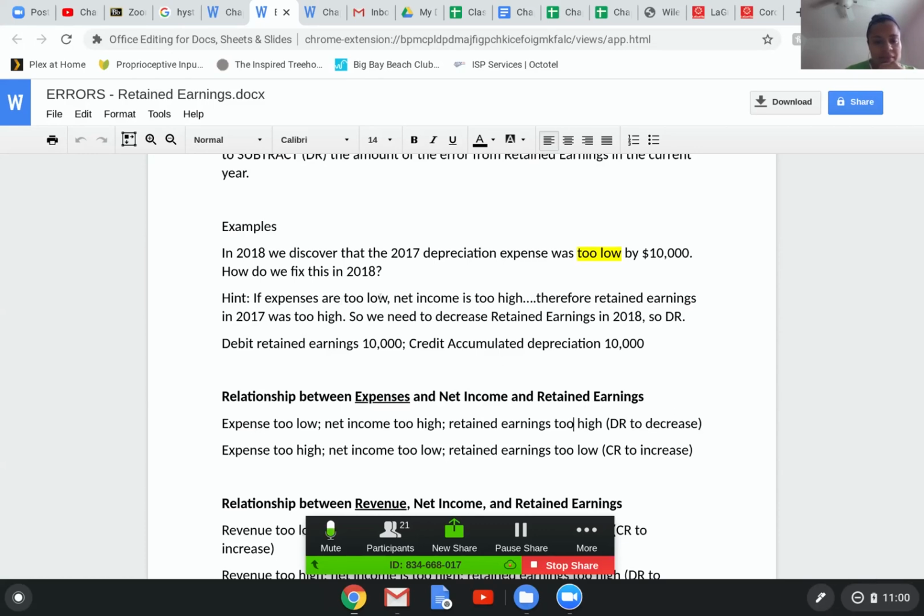So here's the same thing. Hint: if expenses are too low, net income is too high, therefore retained earnings was too high, so we need to decrease retained earnings in 2018. So how do we do that? How do you decrease retained earnings? It goes down on the debit side. So you debit retained earnings and you credit not depreciation expense, but accumulated depreciation, because the depreciation expense is already closed.